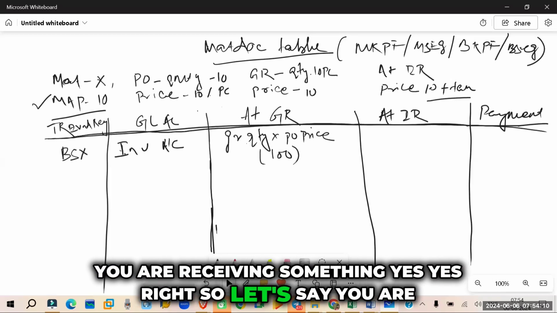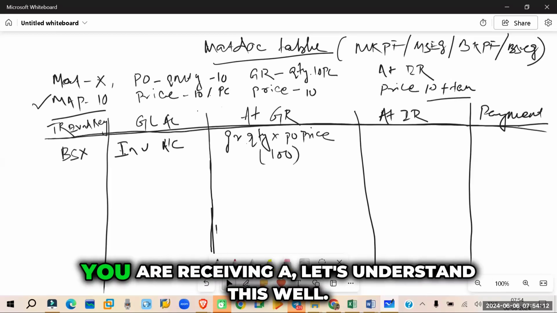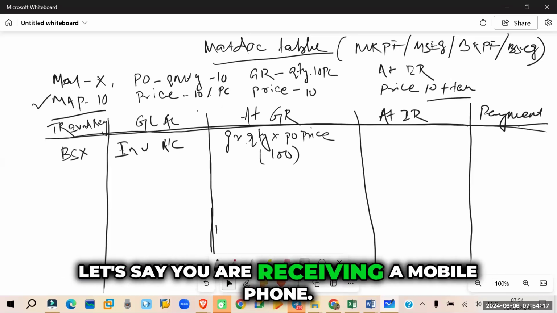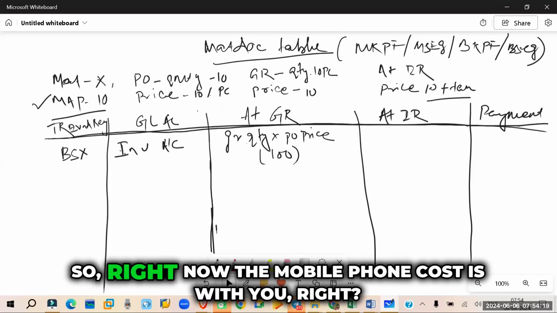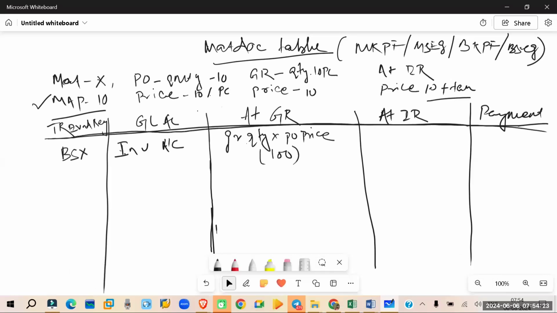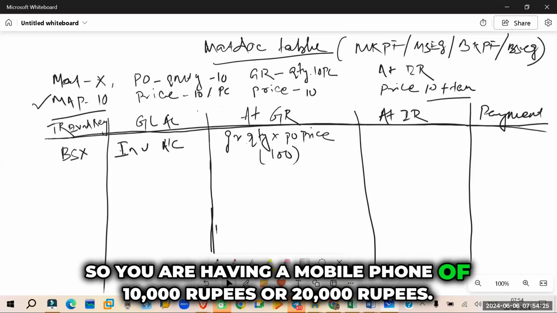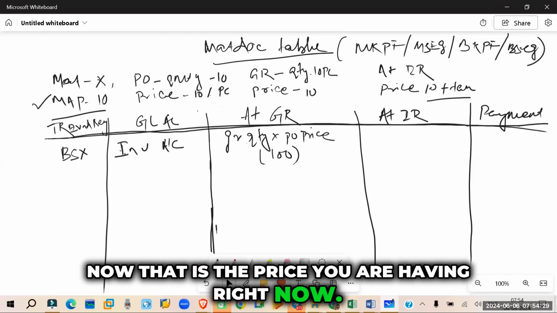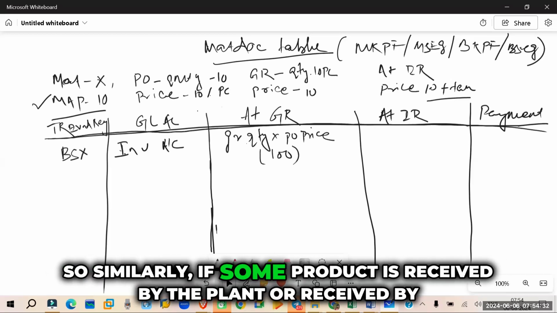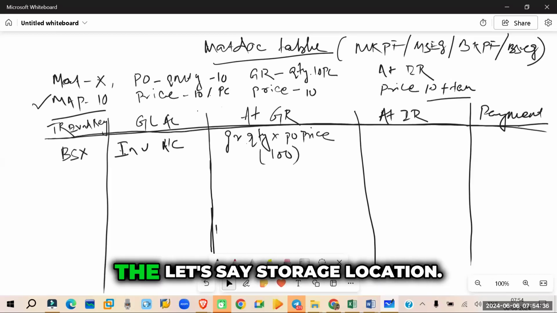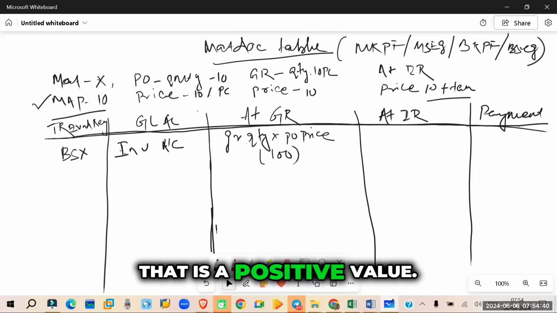Let's understand this well. Let's say you are receiving a mobile phone. So right now the phone cost is with you, right? You are having a mobile phone of 10,000 rupees or 20,000 rupees. Now that is the price you are having right now. Similarly, if some product is received by the plant or the storage location, that is a positive quantity, that is a positive value.